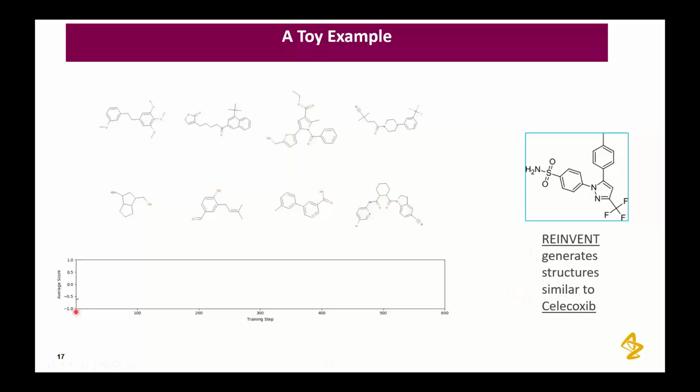To give a further intuition here, I illustrate with just a really toy example where REINVENT generates structures that are similar to selectivity. And let's see if this animation will play. Or maybe I just paused it. Bear with me.